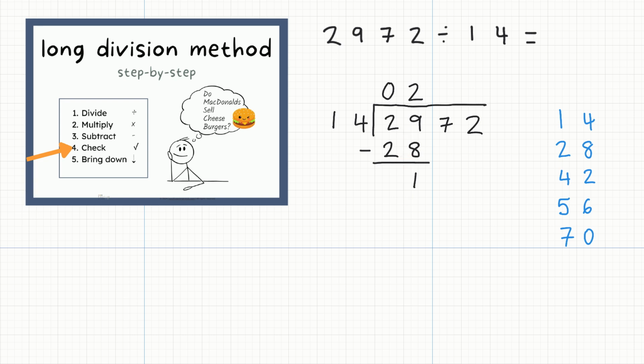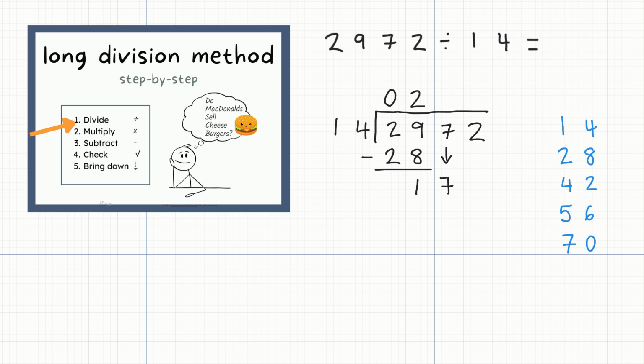Now I'm going to do the final step, which is to bring down. What this means is I'm going to take the next digit, which is the 7, and bring it down here. So to do that, I will draw an arrow and bring the 7 down. I've gone through all 5 of the steps now. I haven't quite finished my calculation, so I need to go back to the first step and carry on.